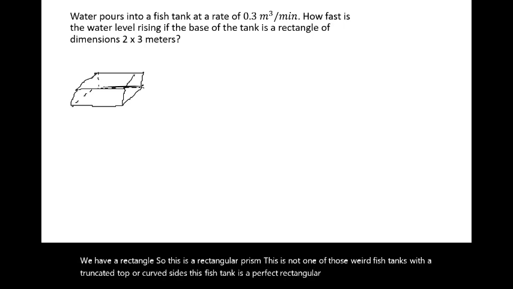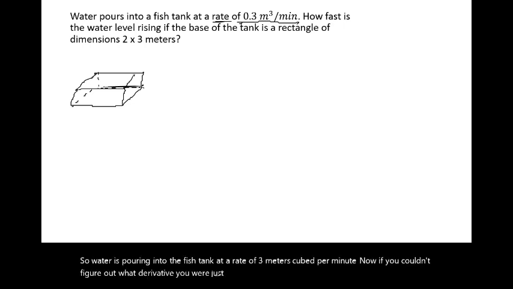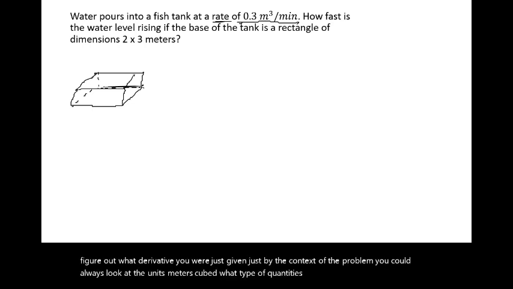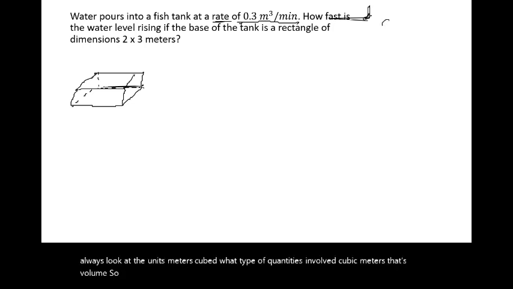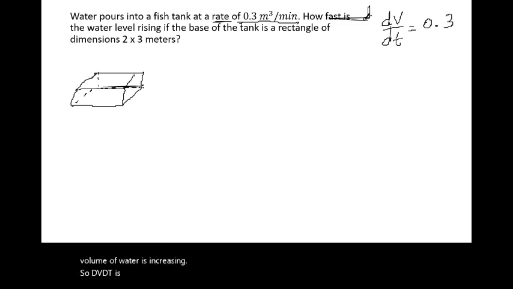So water is pouring into the fish tank at a rate of 0.3 meters cubed per minute. Now, if you couldn't figure out what derivative you were just given just by the context of the problem, you can always look at the units, meters cubed. What type of quantities involve cubic meters? That's volume. So they actually just gave us the derivative of volume with respect to time, or the rate of change of volume with respect to time. Now, since water is being poured into this fish tank, the volume of water is increasing, so dV/dt is going to be a positive 0.3.